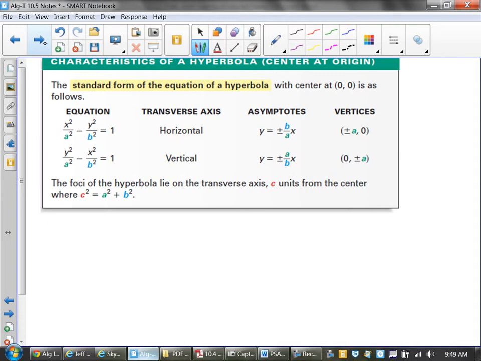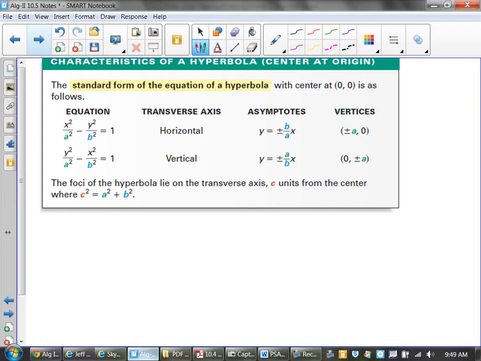Let me show you. When you're working with the x squared term first, it means left and right. Since it's centered at the origin, your vertices are at a comma 0 and negative a comma 0. I'm still going to call it a co-vertex, and it's at 0 comma b and 0 comma negative b. Since it's stretched left and right, the focus shares the same y value, so your focus is at c comma 0 and negative c comma 0.